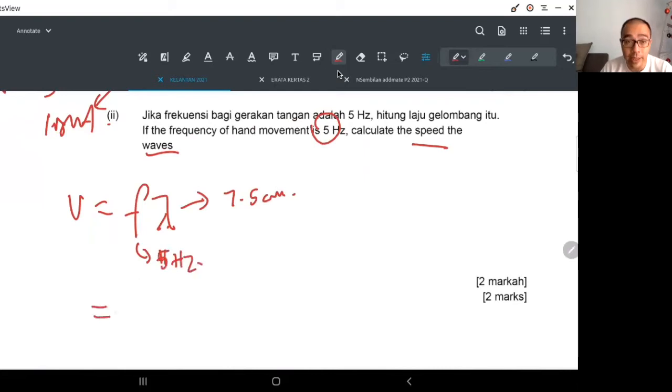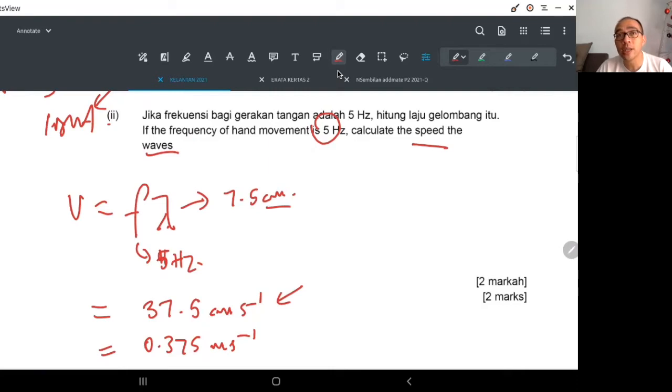So when you calculate this, depending on your preference, you can leave your answer as 37.5 centimeters per second, or if you really want meters per second, okay, fine, 0.375 meters per second lah. Either way, it doesn't make a difference, as long as you get the unit correct. If you are going to use cm, state your speed in centimeters per second. In the past, during the old syllabus exam, I would emphasize meters per second. But these days, it's actually okay if you use centimeters also, as long as the final unit you write is centimeters per second.